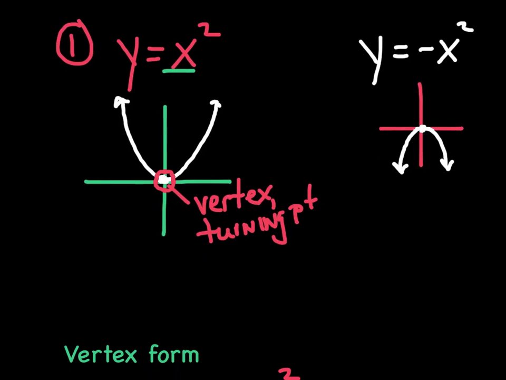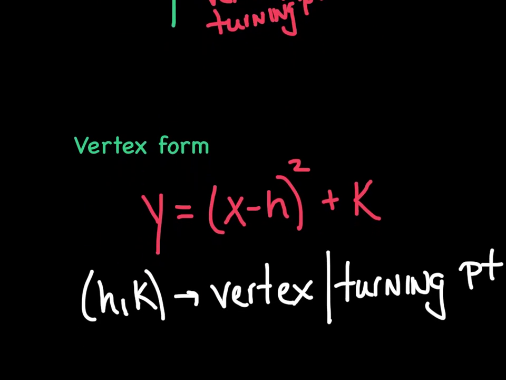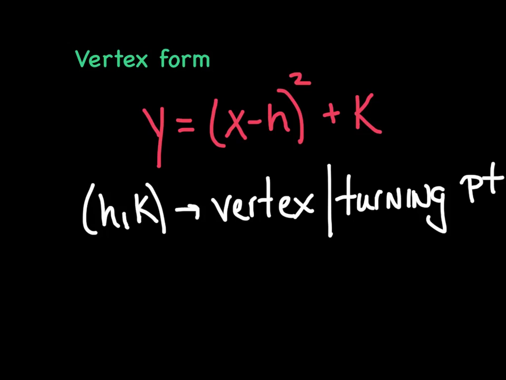Alright, now how do we graph these? Well, our goal is to get this into vertex form. So let's go ahead and copy our vertex form down. That's y equals (x minus h) squared plus k. And what we need to know is that the (h, k) value is the vertex or the turning point.